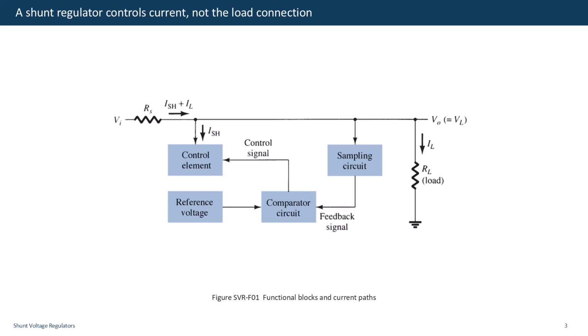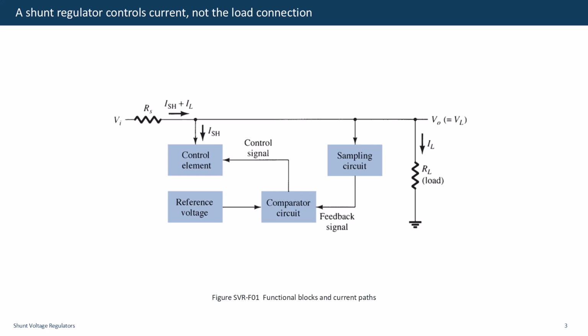The unregulated input supplies current through the series resistor. At the output node, this current divides into load current and shunt current. The sampling circuit monitors the regulated output voltage and returns a feedback signal to the comparator. The comparator compares this feedback with a stable reference voltage and drives the control element.